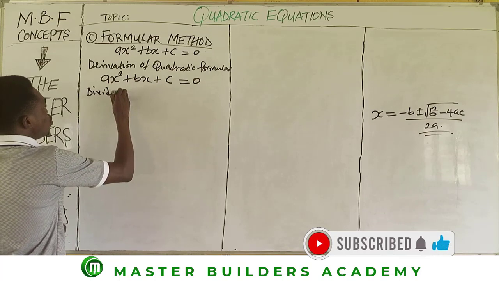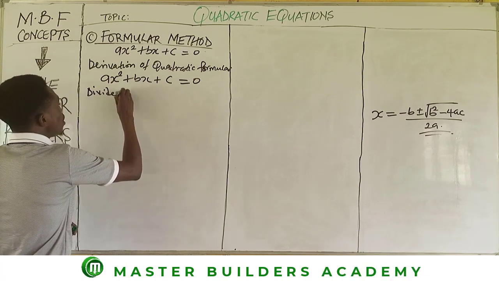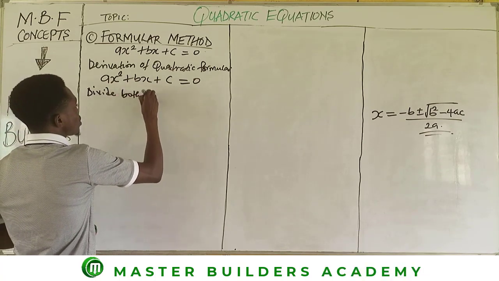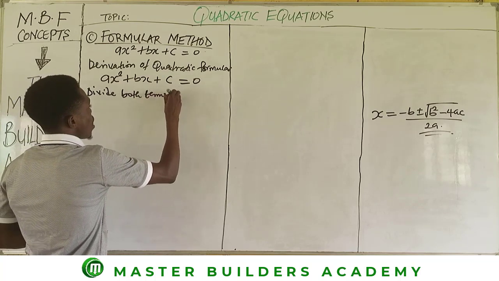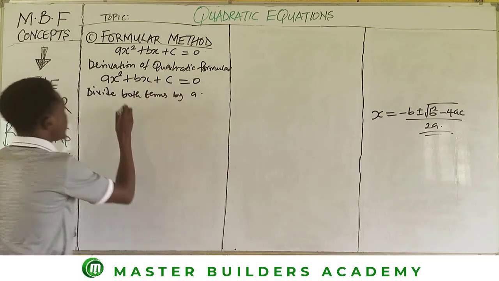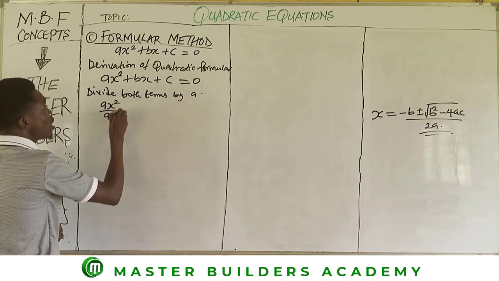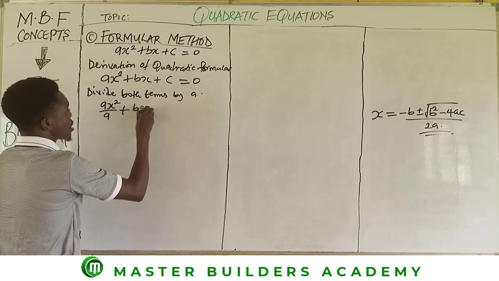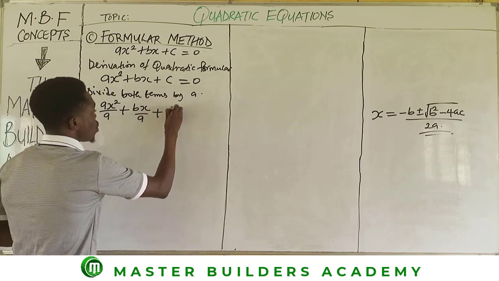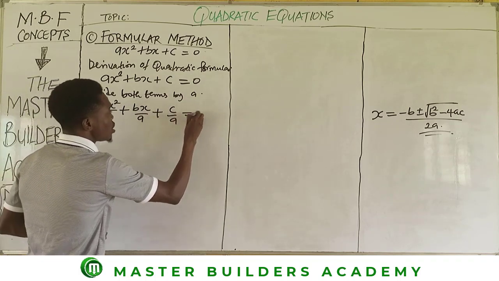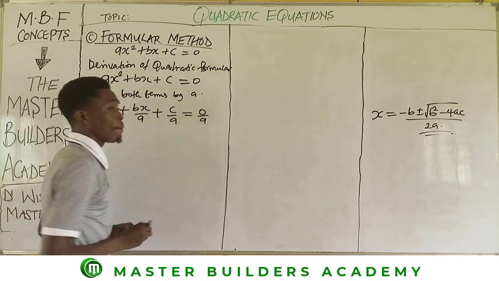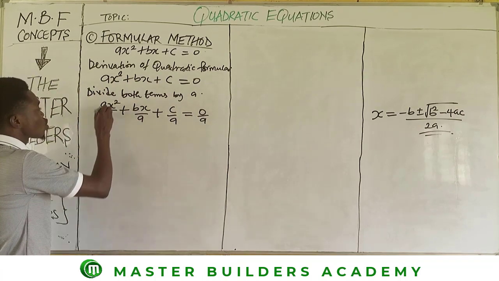Or divide all through. Divide both terms by a. So by this statement, we mean ax squared over a plus bx over a plus c over a is equal to 0 over a. Now the next thing we do is to cancel out this.